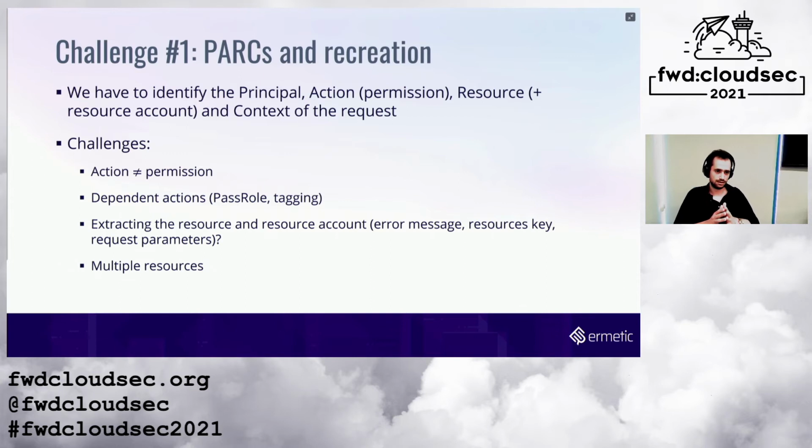Resources are placed in CloudTrail in various places. Sometimes it's in the resources key, sometimes it's in the error message, sometimes it's in the request parameters, sometimes it's nowhere at all. So we have to extract them from varied locations. And all of that is an interesting challenge, and I think something that there's a lot to take away from.